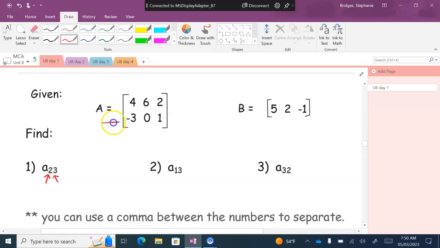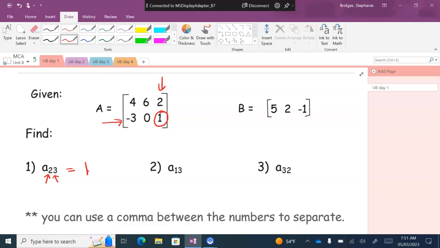What number is in matrix A in the second row and the third column? Think about this. Second row, third column, what number is there? 1. Okay, so the answer to that is 1. That's what I'm looking for when I have that lowercase letter with the 2 numbers next to it. It's what element is in matrix A, row 2, column 3. It's a number 1, so that's your answer. If it gives you one that's row 3 but you don't have a row 3, then you just say not possible.